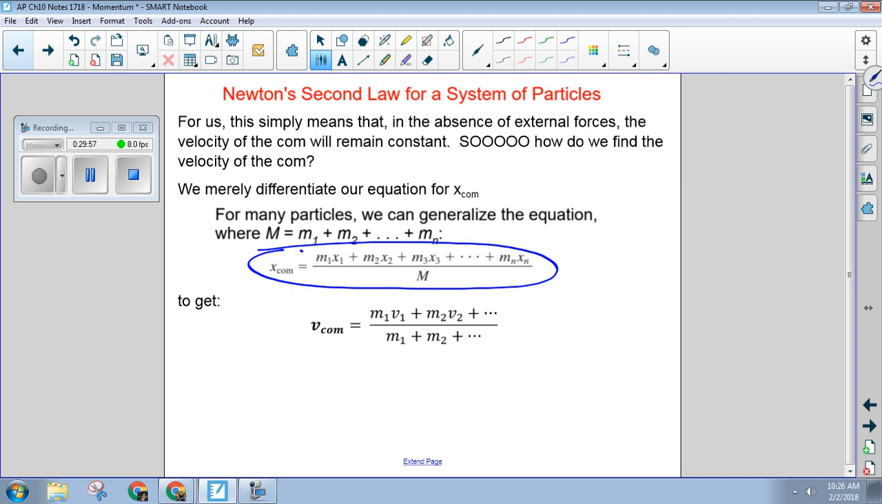So if I've got 2 or 3 particles floating in space, and they're moving with some velocity, I can find the velocity of the center of mass just by doing that same weighted average. You just replace all of your x's with v's. Follow? Good? Similarly, you can also find the acceleration of the center of mass by using the exact same process.